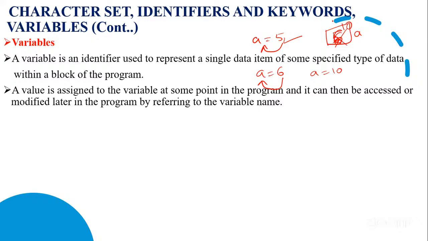A variable value is only temporary, whatever value is assigned to a variable at a particular point. So variables are used to store or assign values.